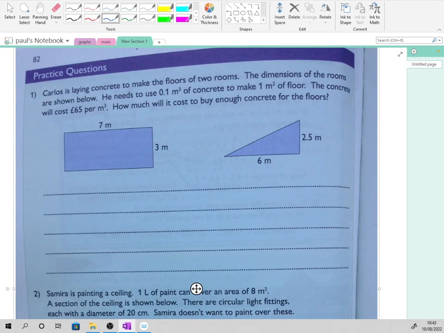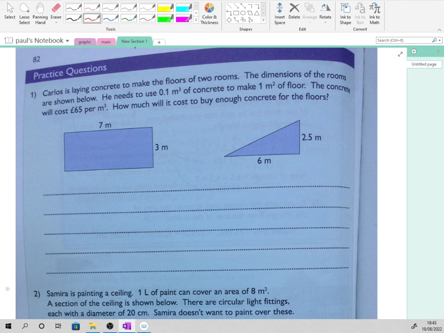Carlos is laying concrete to make floors of 2 rooms. The dimensions of the rooms are shown below. So we've got 2 different rooms, a rectangular room and a triangular room. He needs to use 0.1 meters cubed of concrete to make 1 meter squared of floor. Don't get too hung up on this. The concrete will cost £65 a metre cubed. How much will it cost to buy enough concrete for the floors?